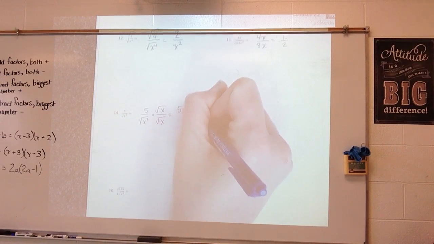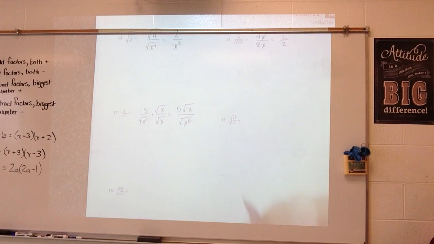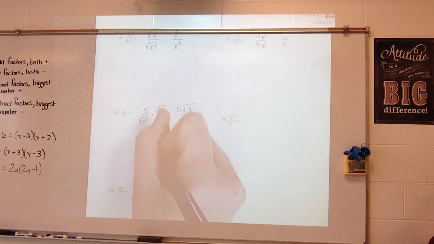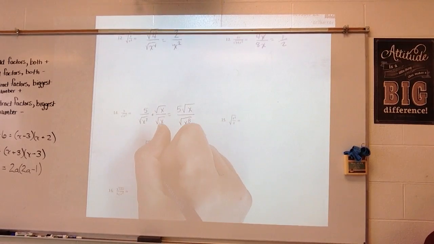Now I have 5 square root of x times square root of x to the 8th. I cannot take the square root of x, so I'm going to leave it. But then the square root of x to the 8th, so x to the 4th times x to the 4th gives me x to the 8th.